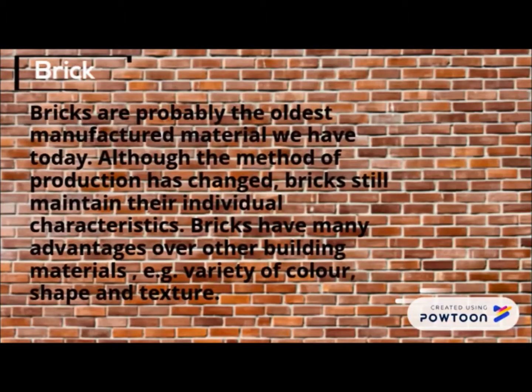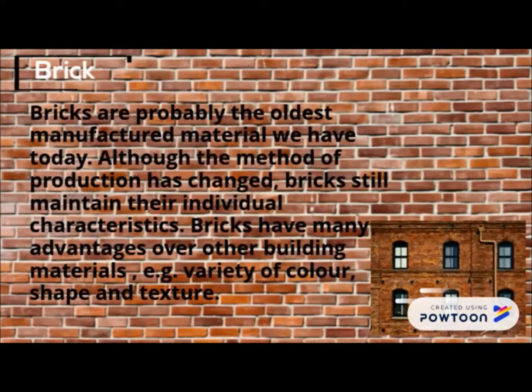Bricks. Bricks are probably the oldest manufactured material we have today, although the methods of production have changed. Bricks still maintain their individual characteristics. Bricks have many advantages over other building materials, for example a variety of colors, shapes, and textures.